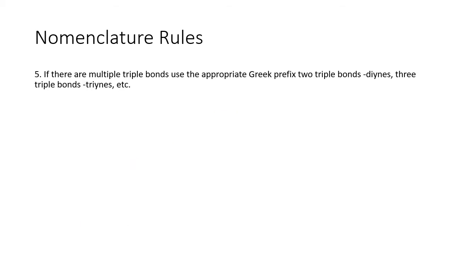Sometimes you will have molecules that have multiple triple bonds in them. In that case, we use the appropriate Greek prefix to indicate how many triple bonds there are. So for example, if you have 2 triple bonds, that's a diyne. If you have 3 triple bonds, that's a triyne. So we throw that Greek prefix in out front. So let's look at an example here.